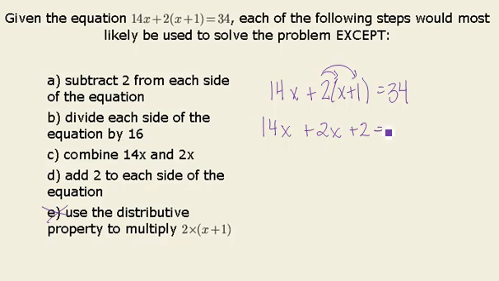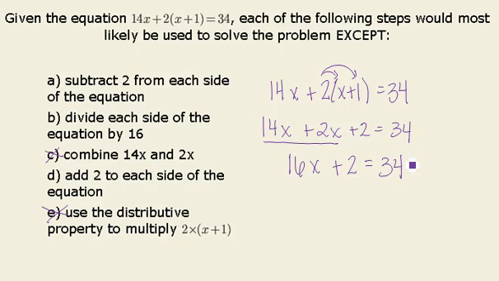After distributing the 2, I have 14x plus 2x plus 2 equals 34. I would combine my like terms of 14x and 2x. And I see combine 14x and 2x is one of my options. And so I'm going to cancel off option C.